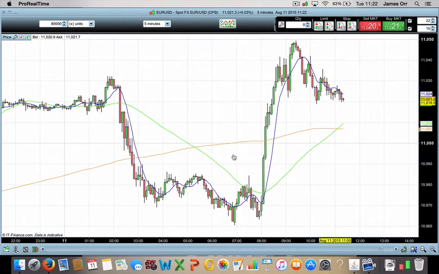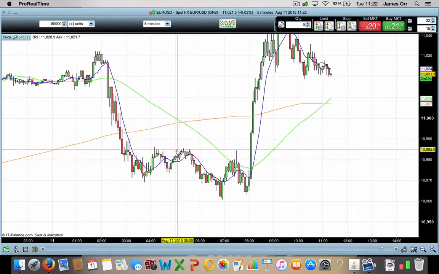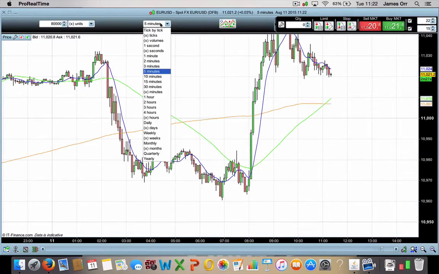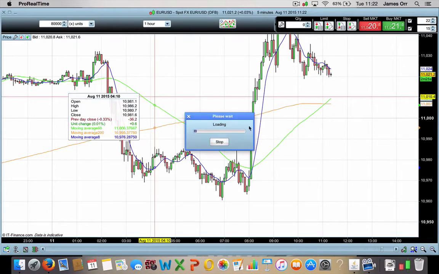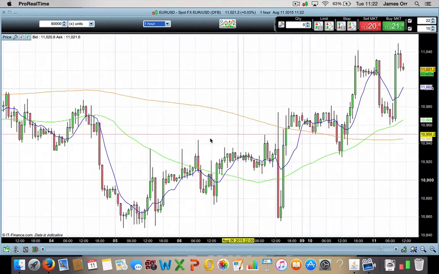So these are the moving averages that I use. If you add them to your charts, you can have a play about with them. You can have a look and see if they are useful to you. I'll just go into the 1 hour time frame. I'll show you this works on the 1 hour time frame as well.